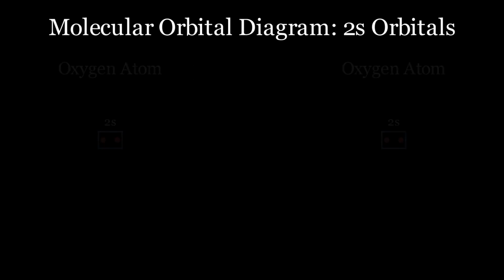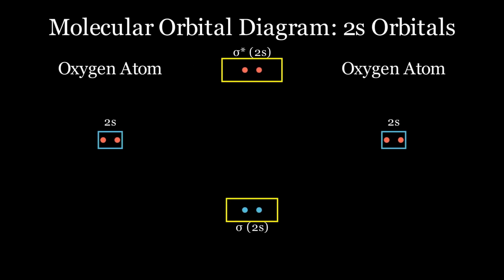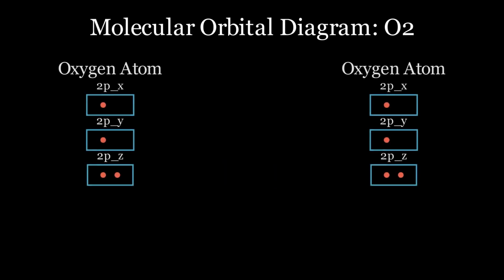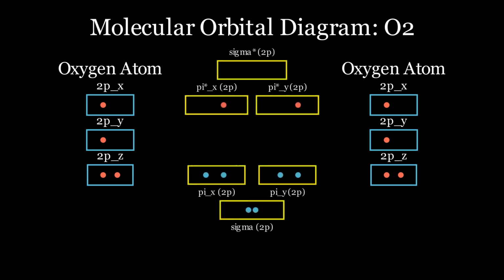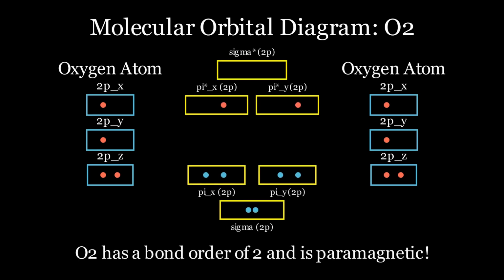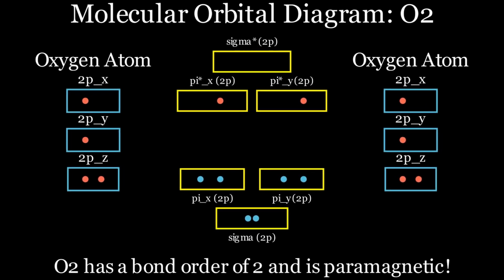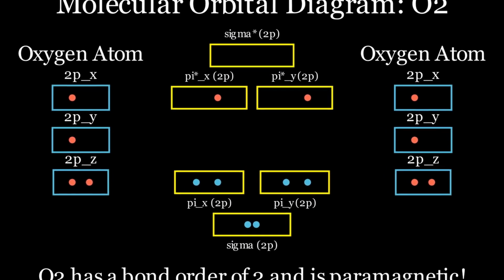Once we get to more complex atoms with more electrons, we know that the previous levels are already filled. In the case of oxygen, for example, the 2s layer is already filled. Once we get to the p orbitals, there is something called the sigma orbital and the pi orbitals. And as we can see, this one has a bond order of 2 and is paramagnetic, meaning it has at least one unpaired electron. But what exactly is the difference between sigma and pi orbitals?